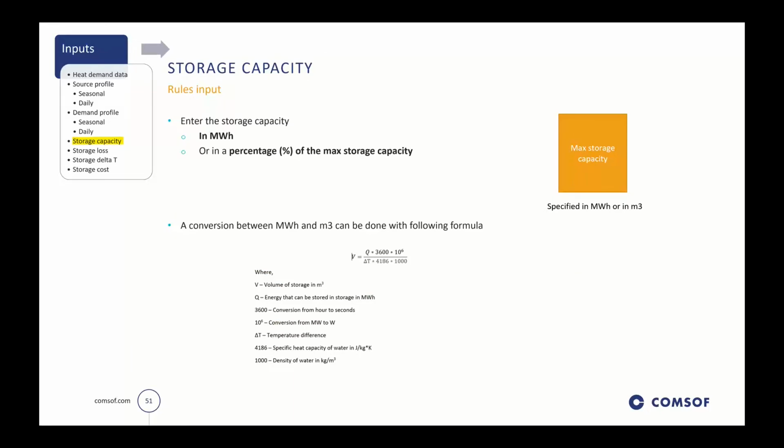So we need to enter the storage capacity as an input in the calculation. Now, of course, in advance, you will not know how many megawatt hours that will be. So that's why we leave the option to enter a percentage of the maximum storage capacity. You can enter in the rules either the value in megawatt hours, or you can enter the value in a percentage. You can say, I want 5%, 10%, 15% of the maximum storage capacity. And then you can see how this turns out and what it delivers you in your design.